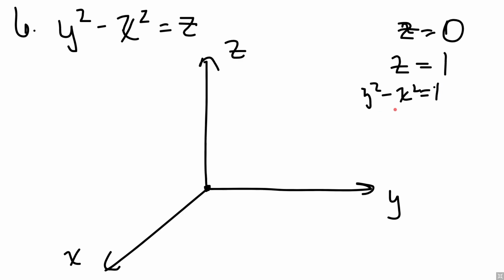So if we take a look at this, this is going to be the graph of a what? Not a circle. So if it's minus and squared, it's going to be a hyperbola. Okay. So with the hyperbola, what we're going to end up with is a hyperbola going on in the xy plane.